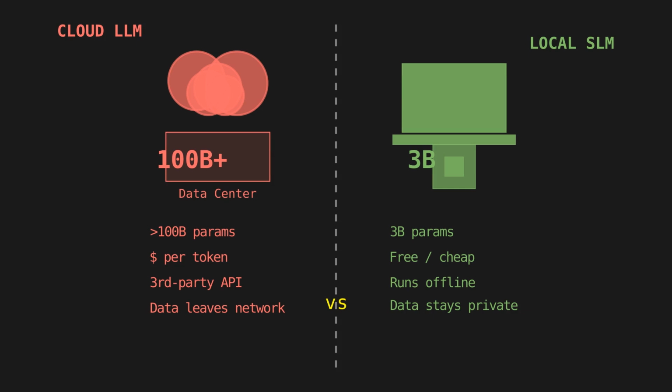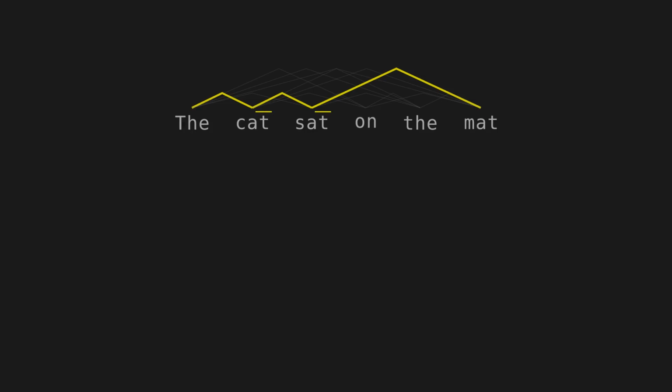Think of it this way: a cloud LLM is like renting a massive factory every time you need to build something. A local SLM is like owning a specialized workshop in your garage. The factory can do more things, but the workshop handles your specific needs better, faster, and cheaper. Small language models are not a different kind of AI. They use the exact same transformer architecture that powers GPT, Claude, and every major language model.